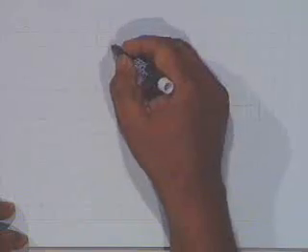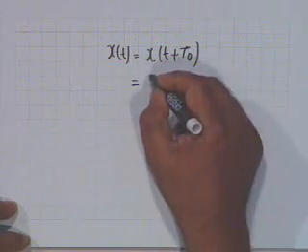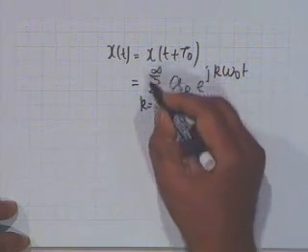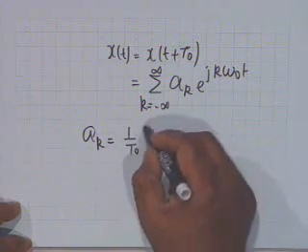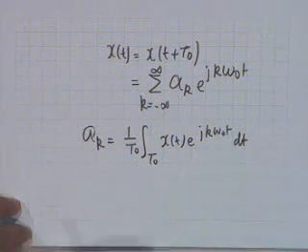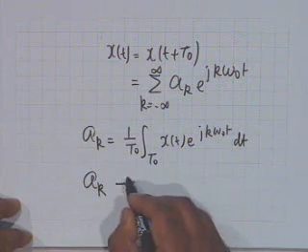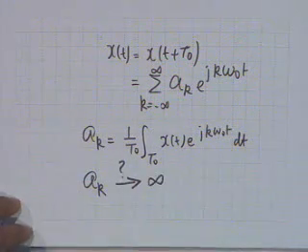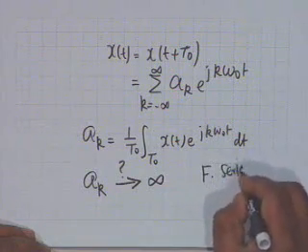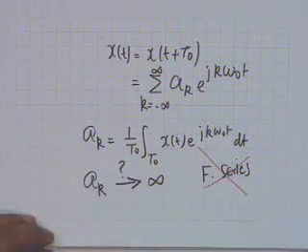The second question that I ask is, you can expand a given periodic function in Fourier series, sum of Ak e to the power j k omega 0 t, k equals minus infinity to plus infinity, where Ak is 1 over T0 integral over T0 of x of t e to the power minus j k omega 0 t dt. How do you know that some Ak shall not blow up? One or more Ak's may go to infinity. Then the Fourier series obviously does not exist.